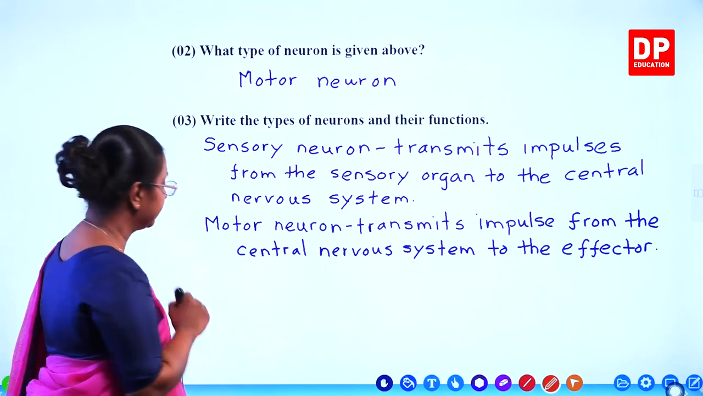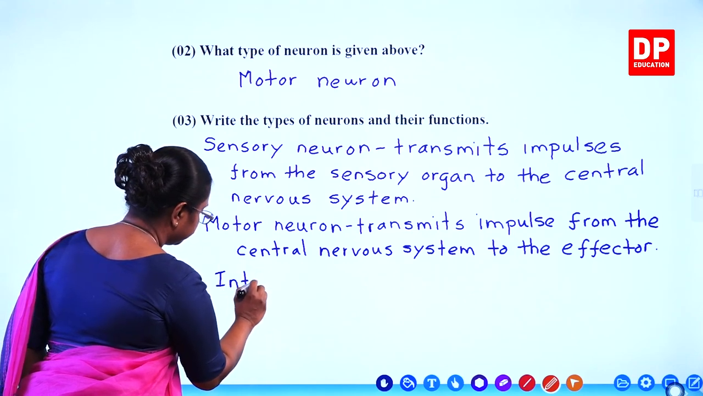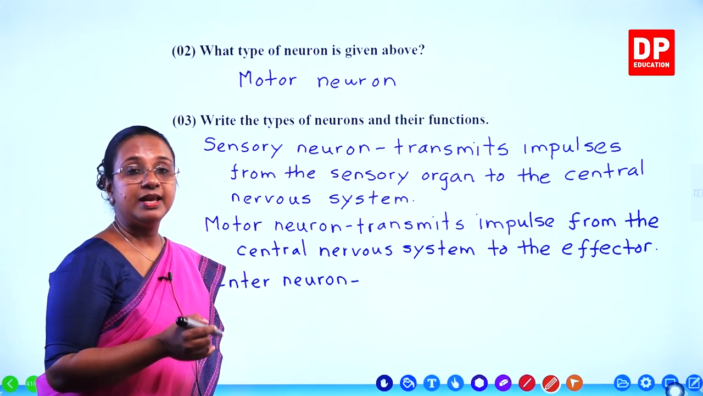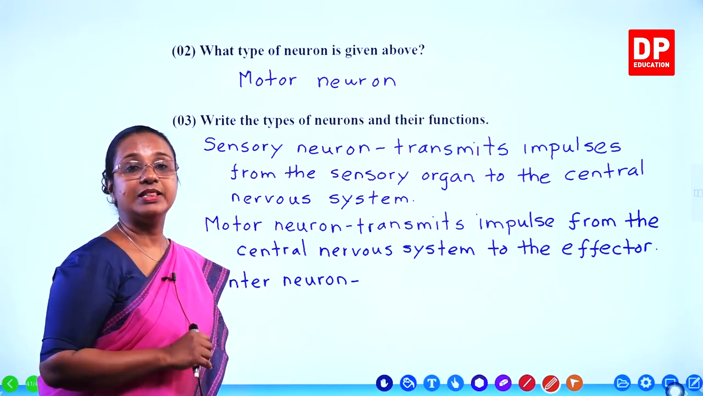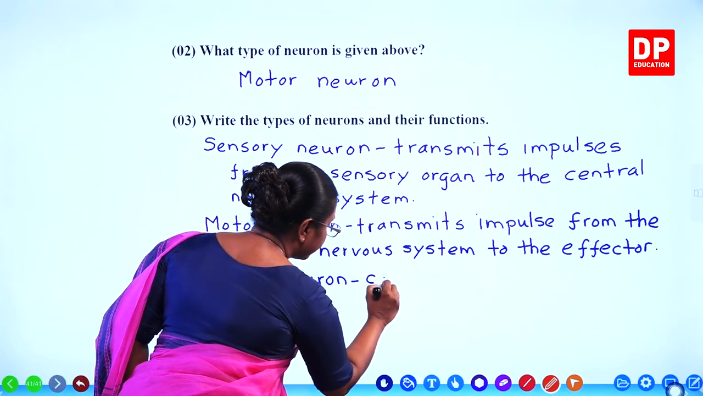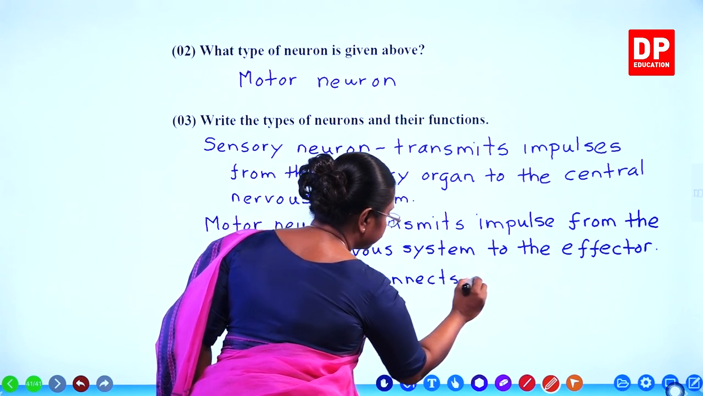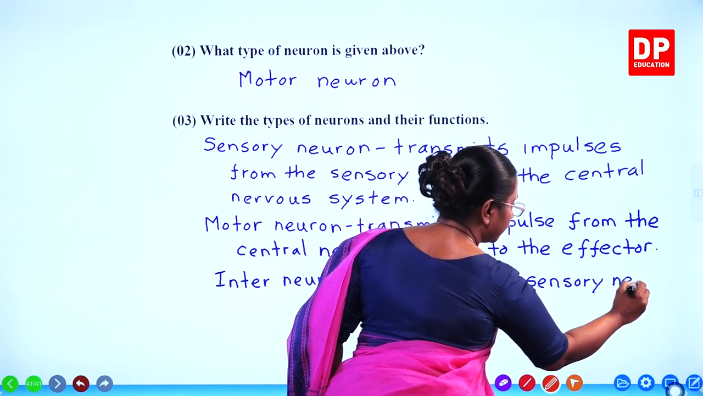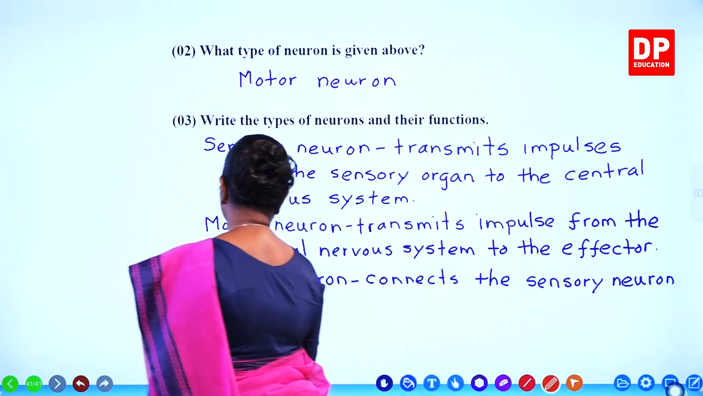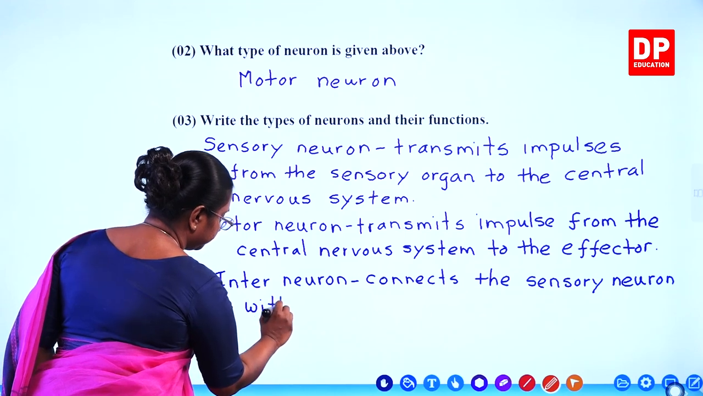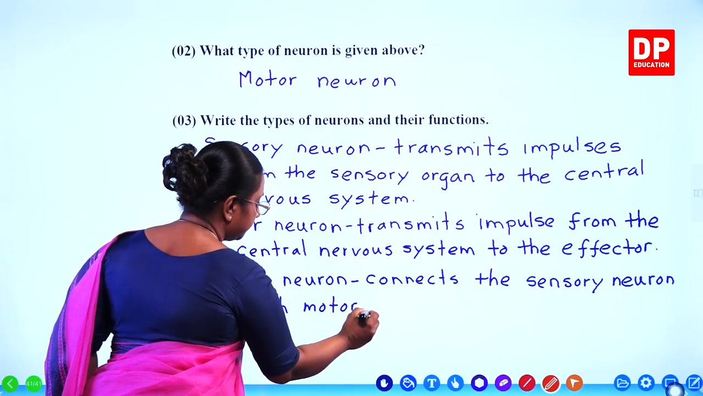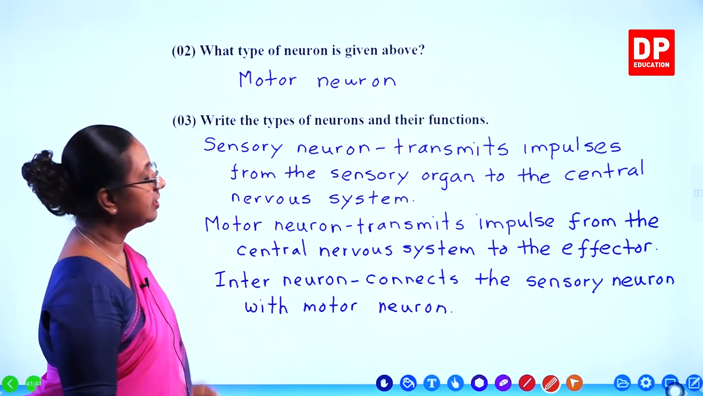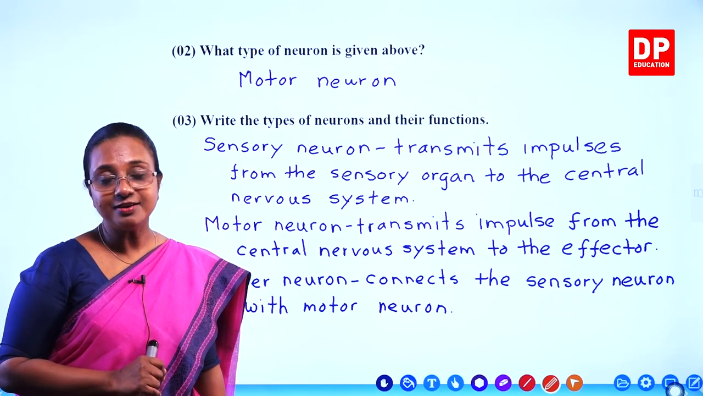And the third type is the interneuron. What does the interneuron do? It connects the sensory neuron with the motor neuron. Connects the sensory neuron with motor neuron. So we have written the three types of neurons and their functions.